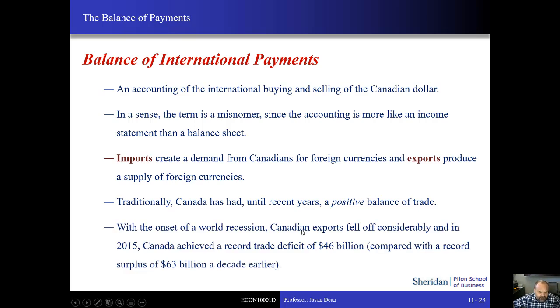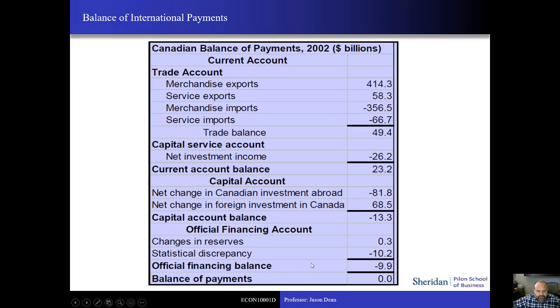With the onset of a world recession, Canadian exports fell off considerably, and in 2015, Canada achieved a record trade deficit of $46 billion, compared with a record surplus of $63 billion a decade earlier. Part of this is related to oil. We export oil. The price of oil has fallen substantially compared to back in, say, 2008. So this is an overview of the balance of payments. This is an older example for 2002, but we're just getting an understanding of this.